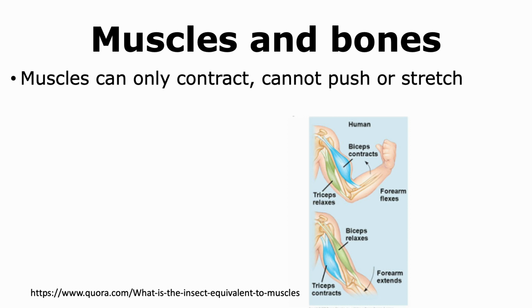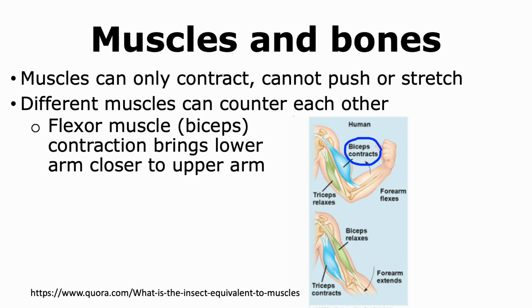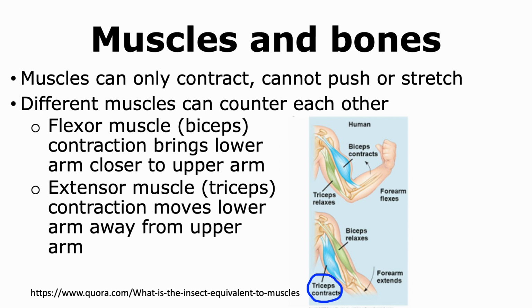It should be noted that muscles can only contract and thereby generate a pulling mechanism. They cannot push or stretch, and hence the body has different muscles that can counter each other and thereby provide different ranges of motion. For example, our biceps is a type of flexor muscle, and when it contracts, it's able to bring the lower arm closer to the upper arm. On the other hand, we also have triceps, which are extensor muscles, and when they contract, they are able to counteract the motion of the biceps and thereby move the lower arm away from the upper arm.